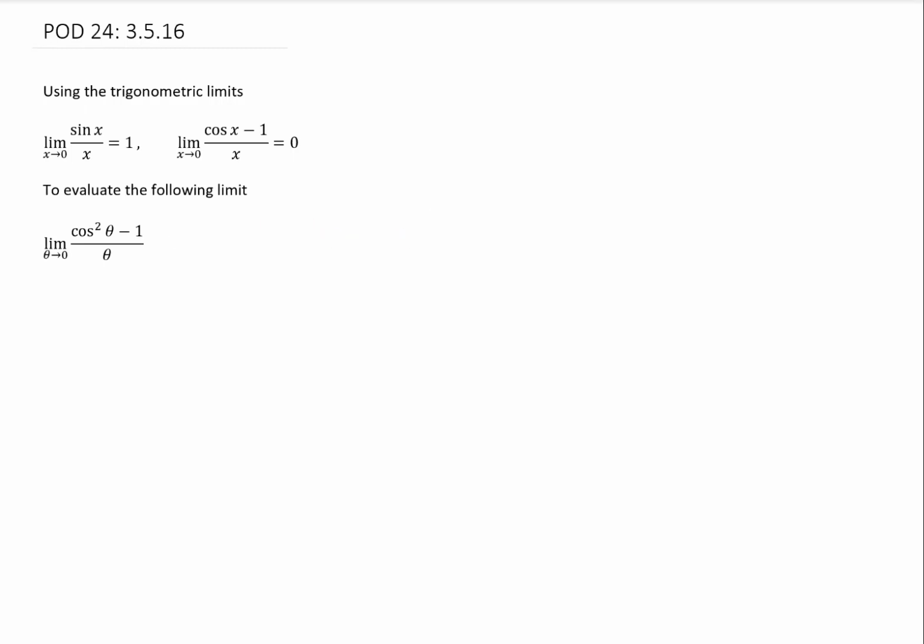I'll show you two different ways to do this. But the first thing you might think is that these two functions look pretty similar. Yes, this one has the theta and this one has an x, but that really doesn't matter. The big difference between these functions is this square. Unfortunately, that really screws things up as far as using this given limit to find our limit.